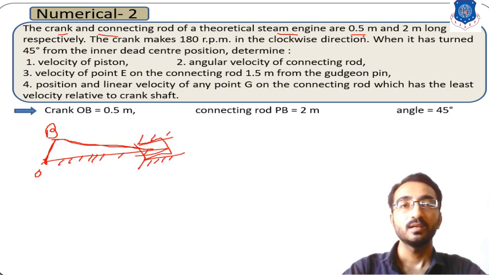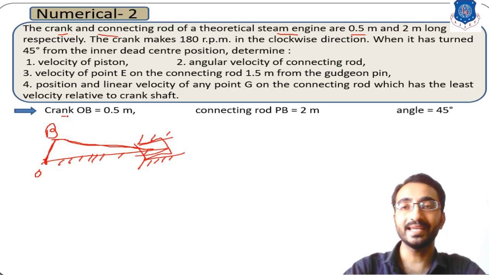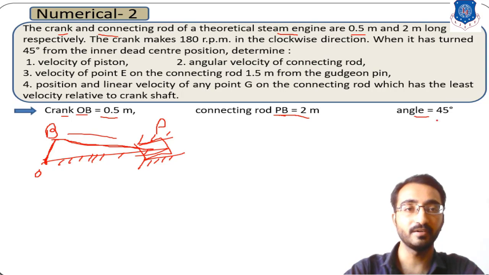So let's identify the data first. The crank OB is equal to 0.5 meter length, and the connecting rod, with notation PB, if you consider the piston as point P, then the PB length is given as 2 meter, and the angle between them is given as 45 degrees.